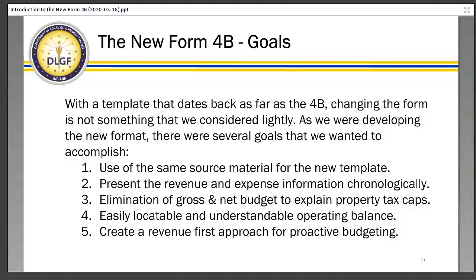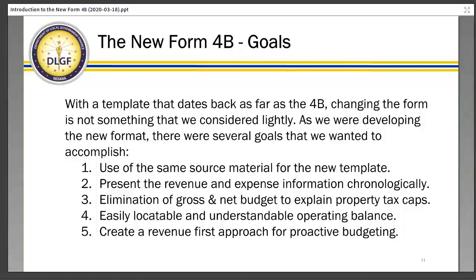Number 3 is also a very big one. We wanted to eliminate this concept of gross and net budgeting. Right? We wanted to find a place to put the circuit breaker impact that wouldn't involve us introducing this concept of a gross budget and a net budget. We want to work with a single budget, and we want to find a better place to put the property tax caps.